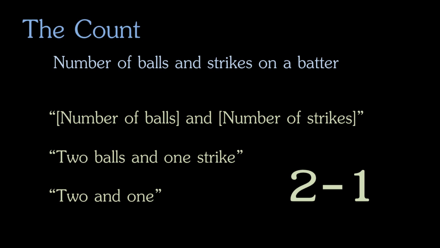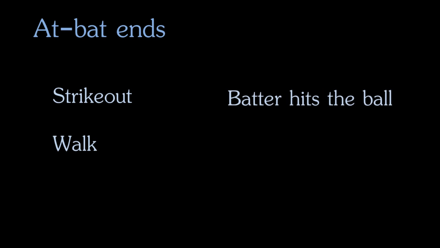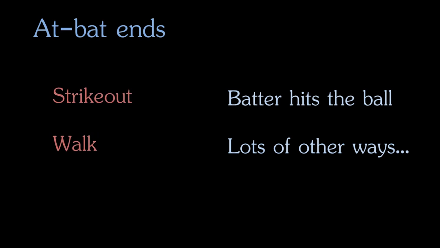So where does this end? Or I guess you could say, how high can the count go? Can you have a count of 10 balls and 8 strikes? Well, the count will continue until the end of the at-bat, which will be the result of a strikeout, a walk, the batter hitting the ball, or, well, there's a bunch of different ways other than this. But as far as balls and strikes go, let's look at these first 2, strikeouts and walks.